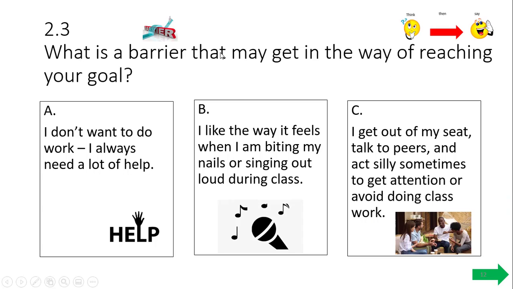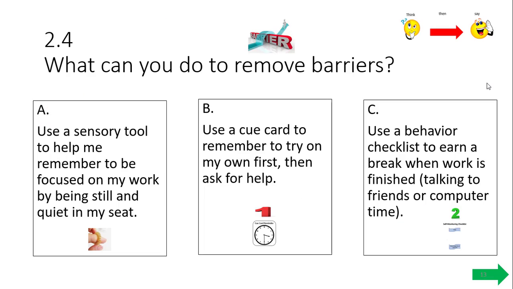Next question. What is a barrier that may get in the way of reaching your goal? A, I don't want to do work. I always need a lot of help. B, I like the way it feels when I am biting my nails or singing out loud during class. Or C, I will get out of my seat and talk to peers to try to get attention. Isaiah, think about your answers. Make your selection now. Remember A is your answer, pointing to A. A is about needing help, and this is the barrier. We want to try on your own first, and then think about asking for help if we get stuck.